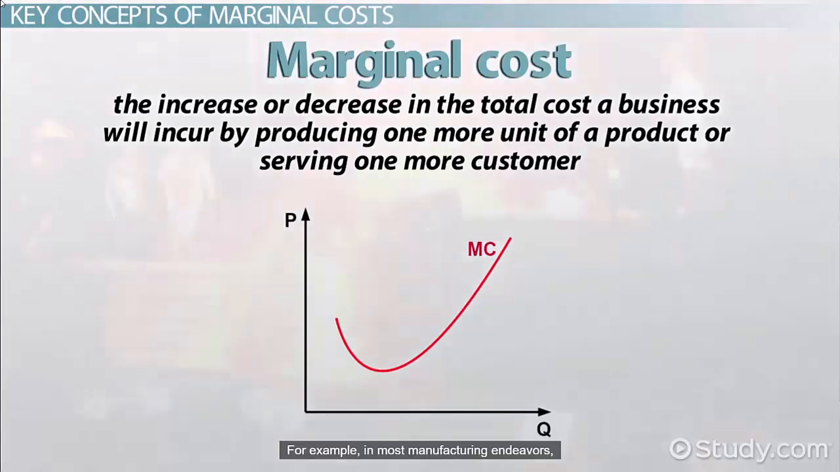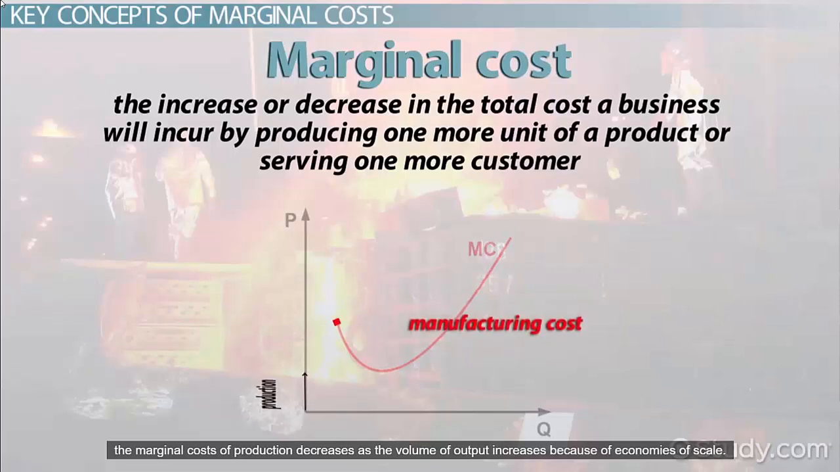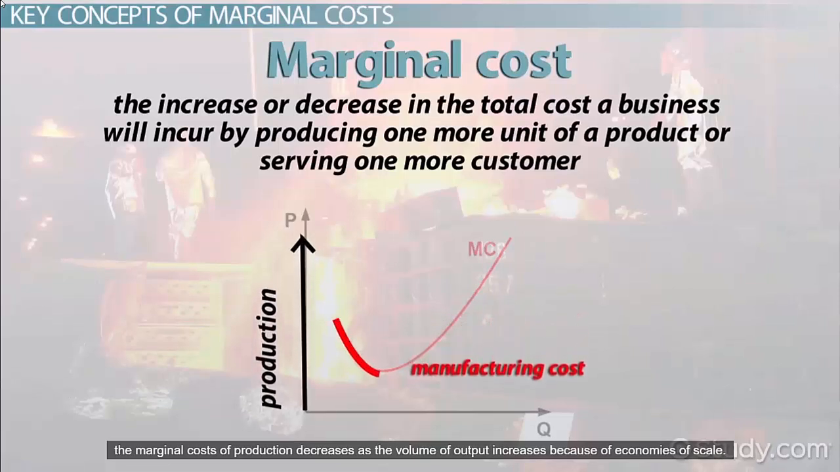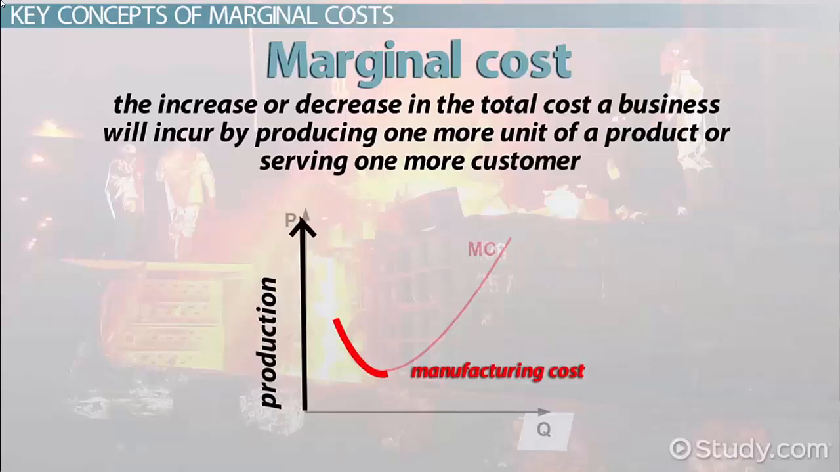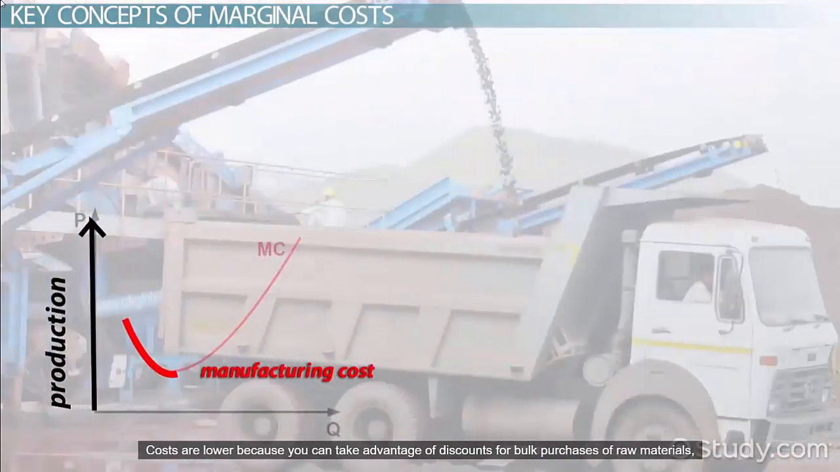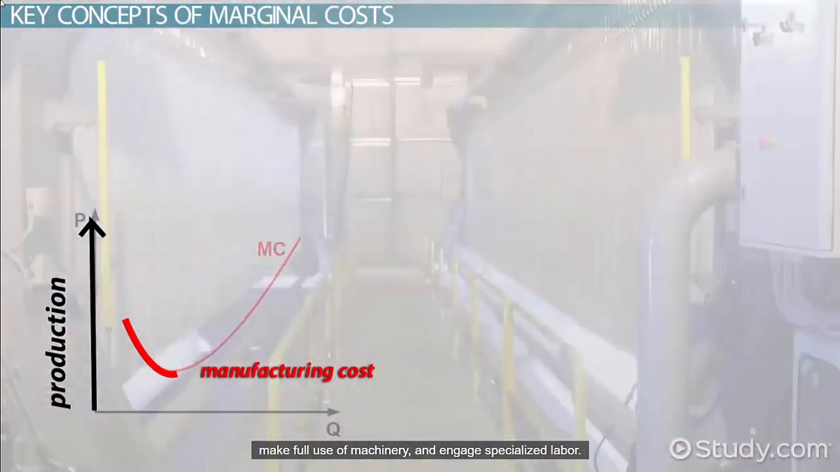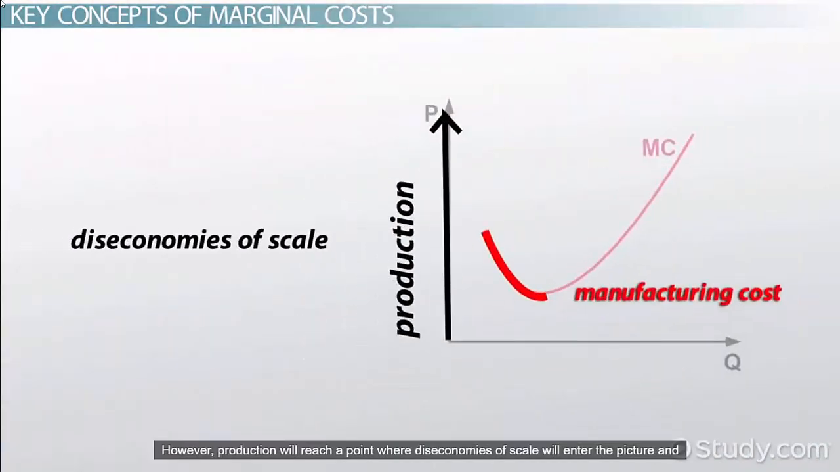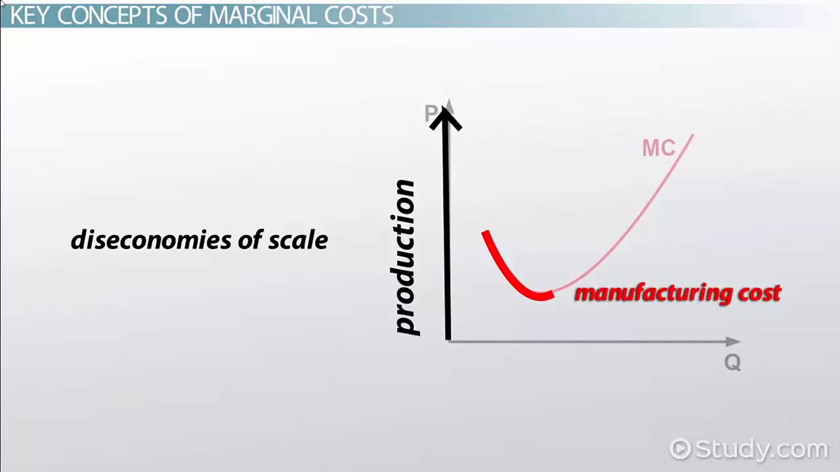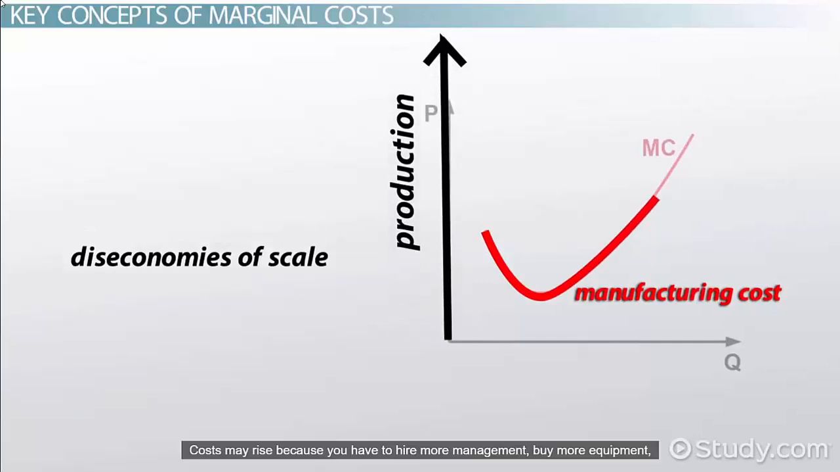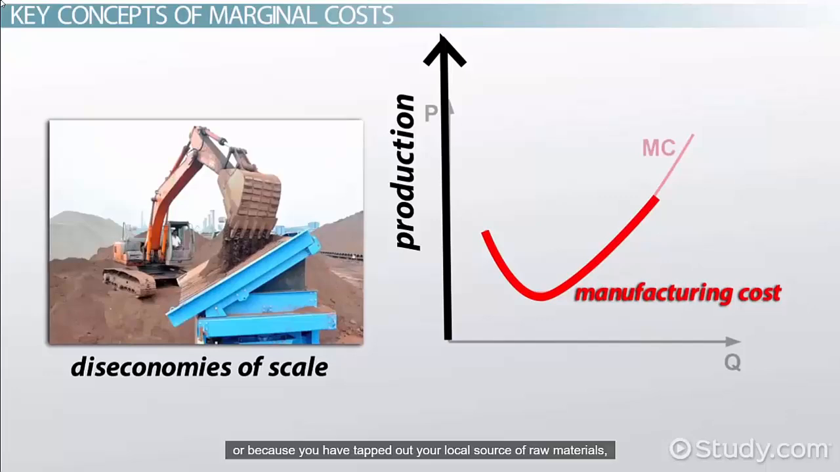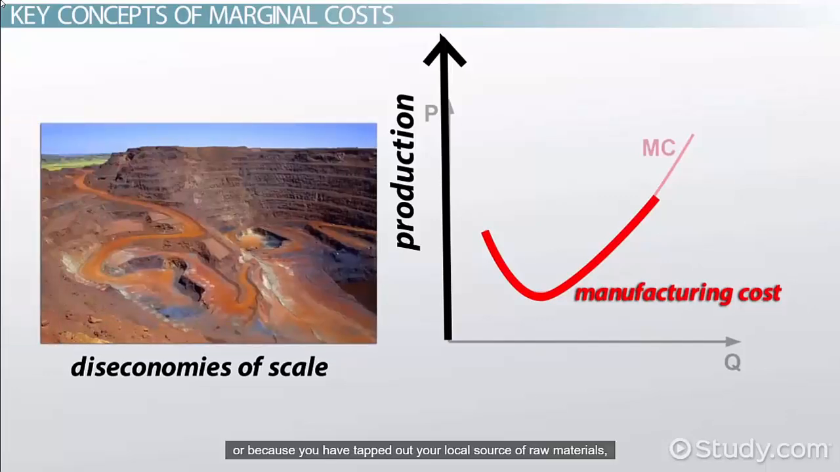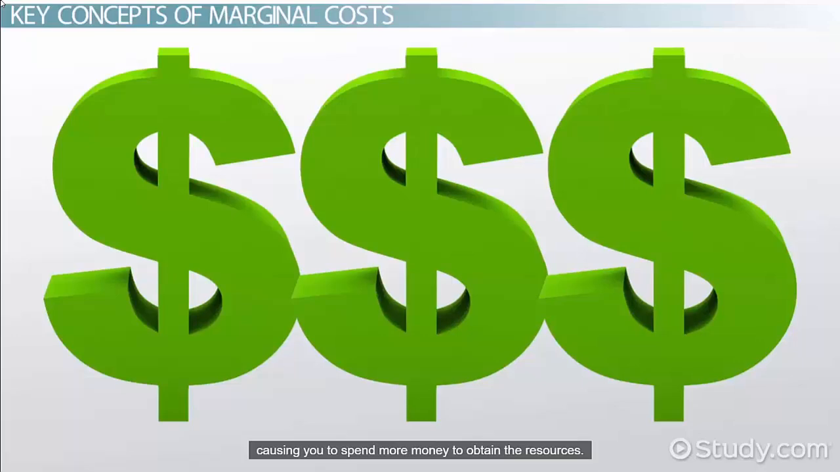For example, in most manufacturing endeavors, the marginal costs of production decrease as the volume of output increases because of economies of scale. Costs are lower because you can take advantage of discounts for bulk purchases of raw materials, make full use of machinery, and engage specialized labor. However, production will reach a point where diseconomies of scale will enter the picture, and marginal costs will begin to rise again. Costs may rise because you have to hire more management, buy more equipment, or because you have tapped out your local source of raw materials, causing you to spend more money to obtain the resources.